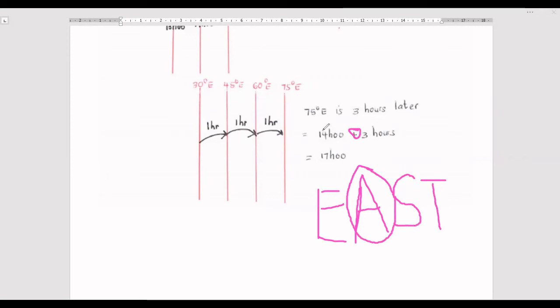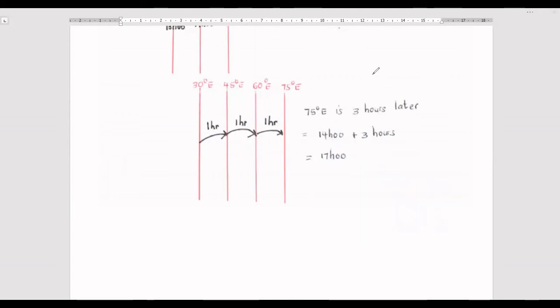The time in South Africa is 1400 hours. What will the time be in India? India's time, at the same moment when ours is 2 o'clock, is 3 hours later. So I've added 3 hours: 14, that's 15, that's 16, and that's 17. So it's 5 p.m.